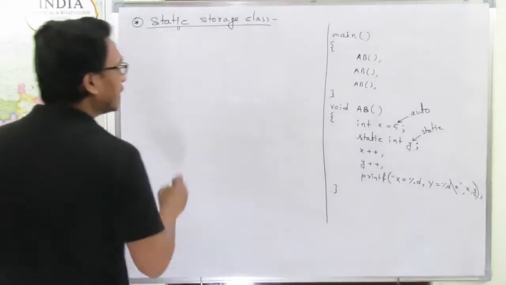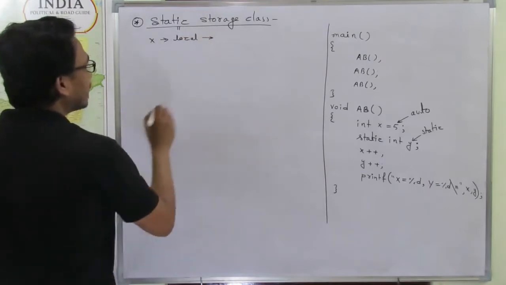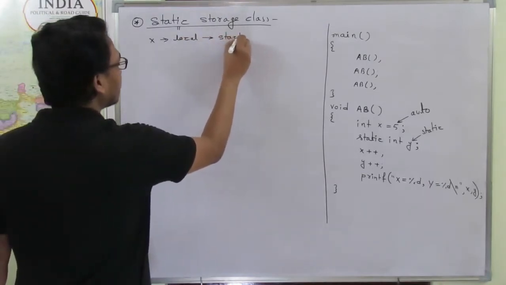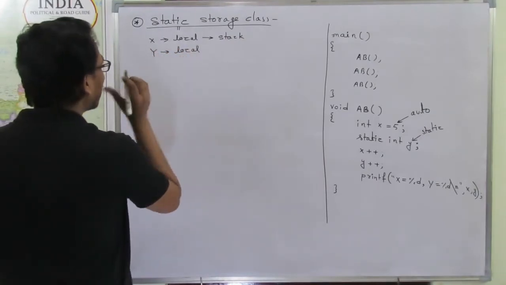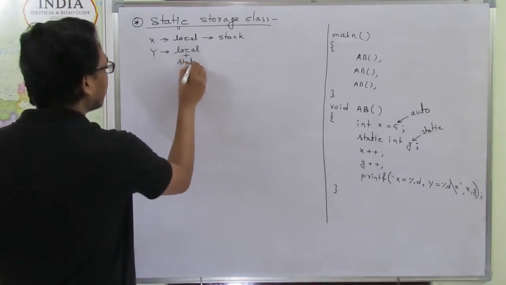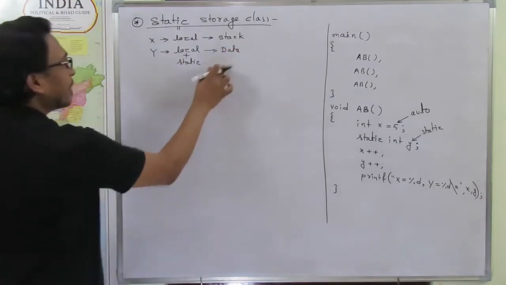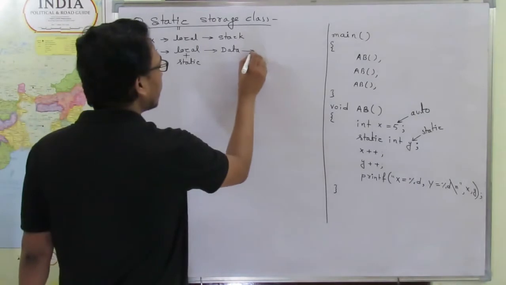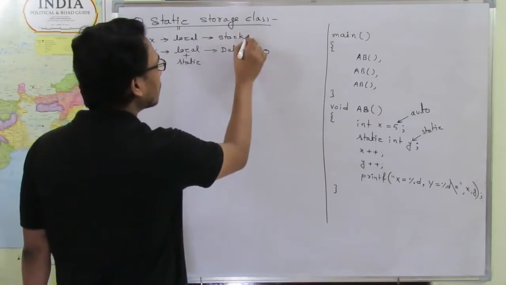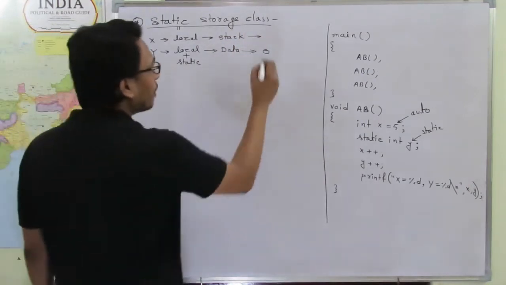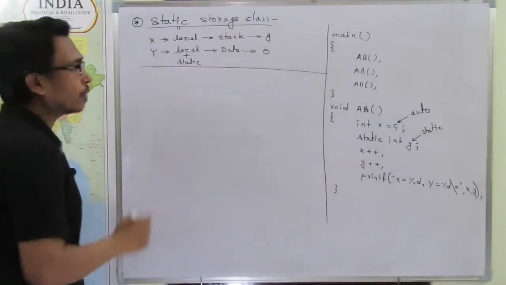Now look, the first thing is x is a local variable and memory is allocated from the stack section. Clear? Y is again a local variable, but a local plus static variable. That means memory will be allocated from the data section, and whenever memory is allocated from the data section, the default or initial value will be 0. And in case of stack allocation, the default value is a garbage value. Clear? Now let's start execution of this particular program.